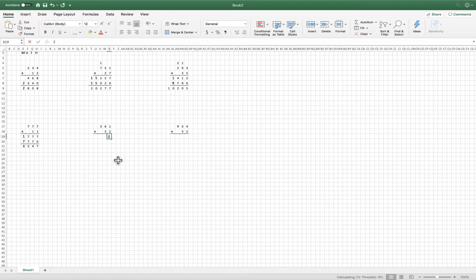2 times 1 is 2. 6 times 2 is 12. Carry the 1. 3 times 2 is 6, plus 1 is 7. And then again, we're multiplying the tens. So here 2 times 1 is 2. 6 times 2 is 12. Carry the 1. 3 times 2 is 6, plus 1 is 7. Add them together.